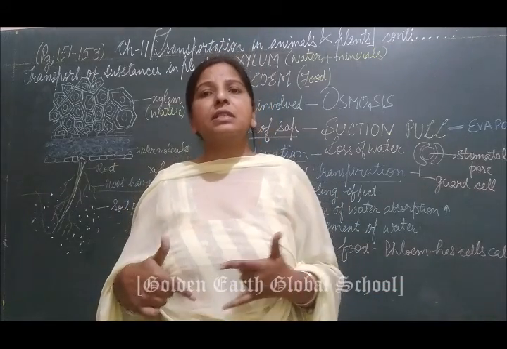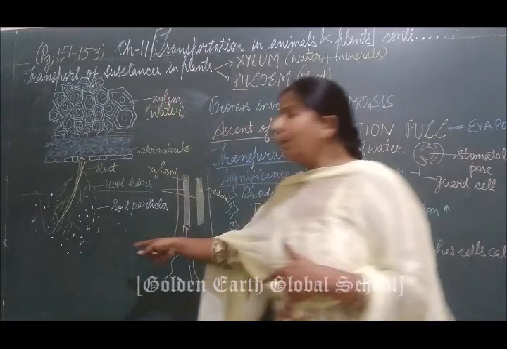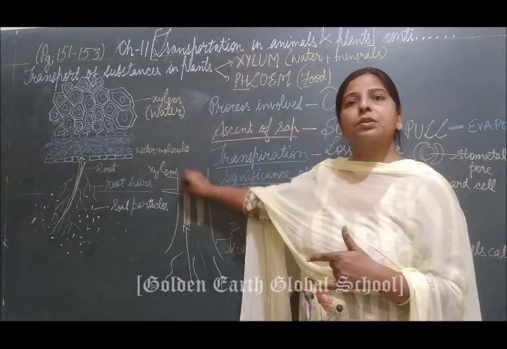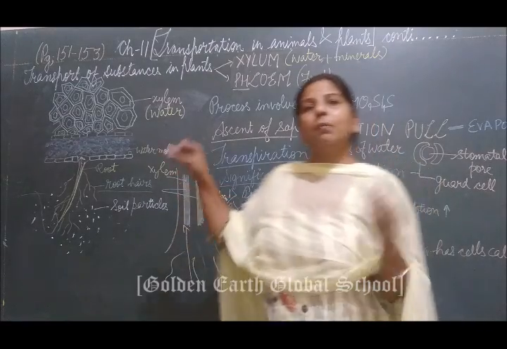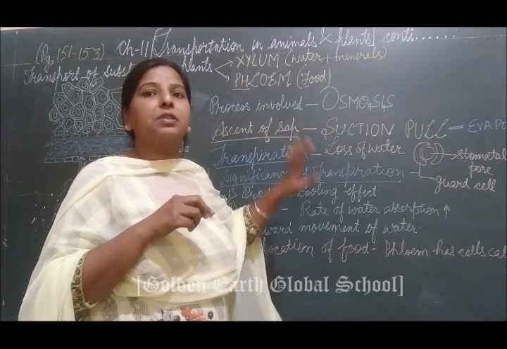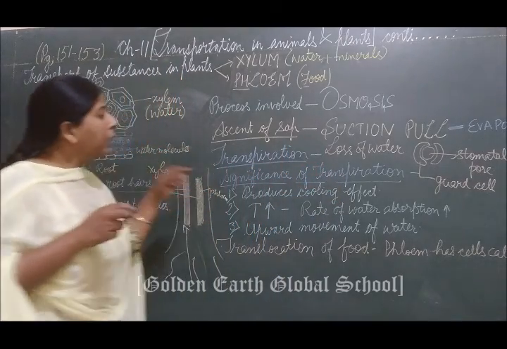Clear? Whichever the excessive amount of the water gets absorbed by the root hairs and is there in the xylem tissue or xylem vascular bundle, it will be removed by the process of the transpiration from the plant body if it is not needed over there. Okay. Next one.